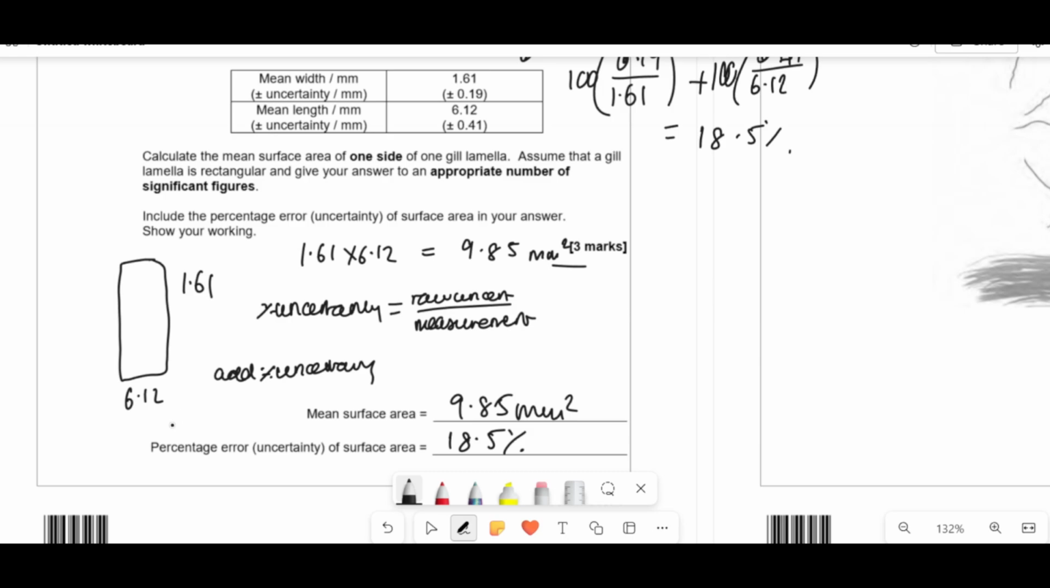When you're multiplying two different things together, you can't just add their uncertainties. You have to use the percentage uncertainties, because this is the uncertainty of this measurement, and this is the uncertainty of this measurement. Because we're combining these two separate measurements, these are two different uncertainties for two different things. The only way to combine them is by adding percentage uncertainties.